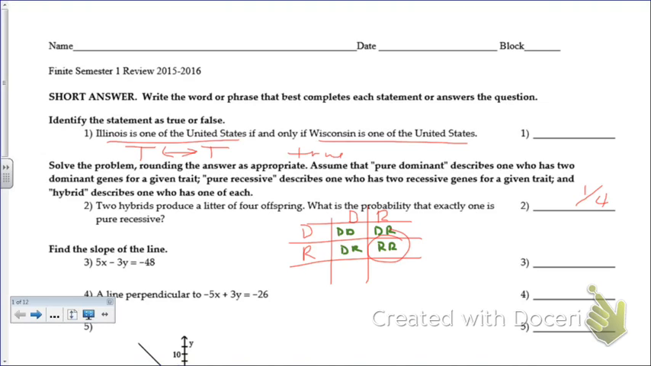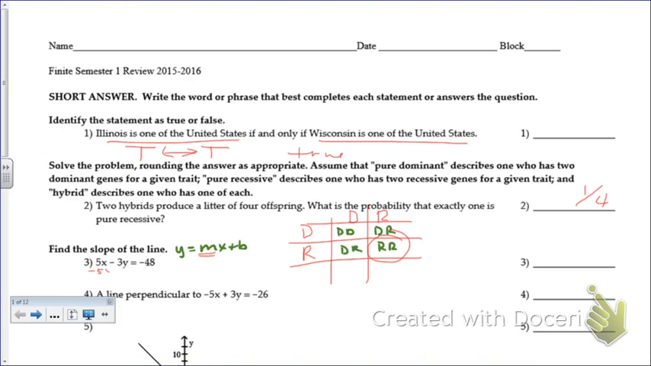Number 3, we want to find the slope of the line. Slope is represented by m. That's the difference in the y over the difference in the x. But we already have an equation for a line, so to find slope, let's put it in slope-intercept form, which is y equals mx plus b. And we're looking for the coefficient on x. That's going to be our slope. You're just going to solve for y.